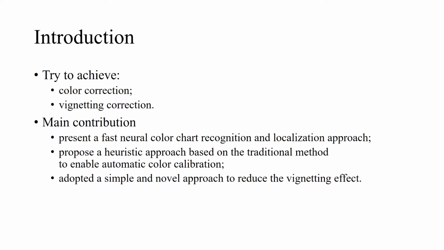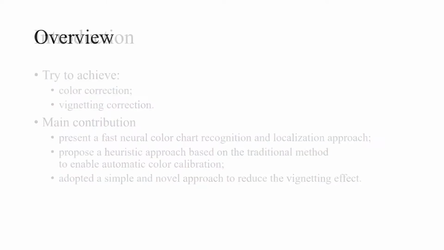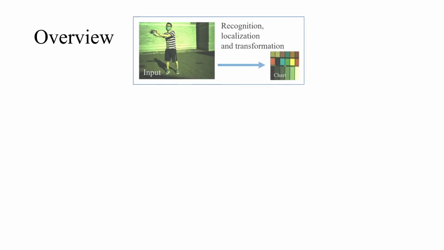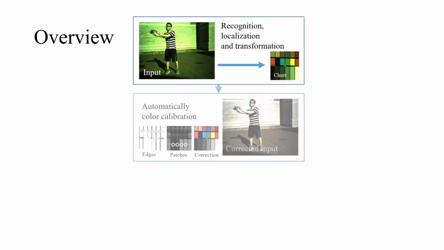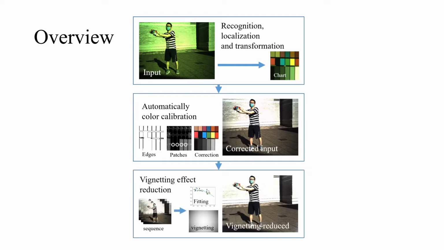In this work, we have presented a fast neural color calibration chart recognition and localization approach, a heuristic approach to enable automatic color calibration, and a novel approach to reduce the vignetting effect. In our method, we first use a neural model to recognize and localize the color chart. Then, we use a heuristic approach to achieve color calibration. At last, we reduce the vignetting effect through a sequence of images.